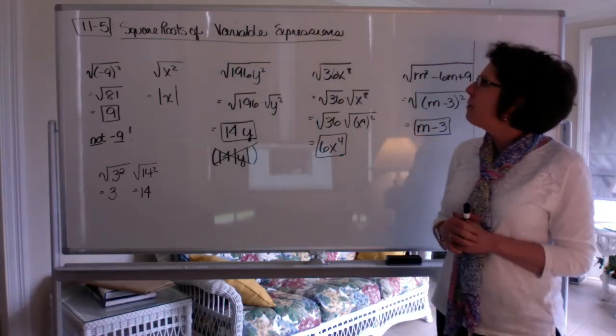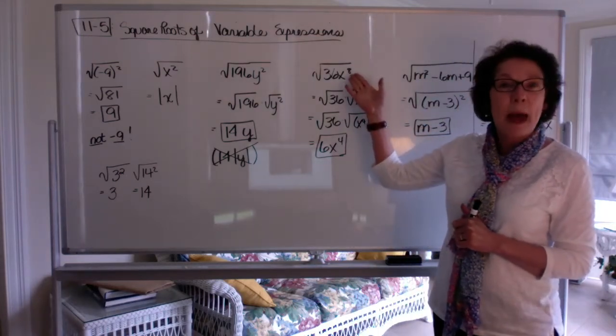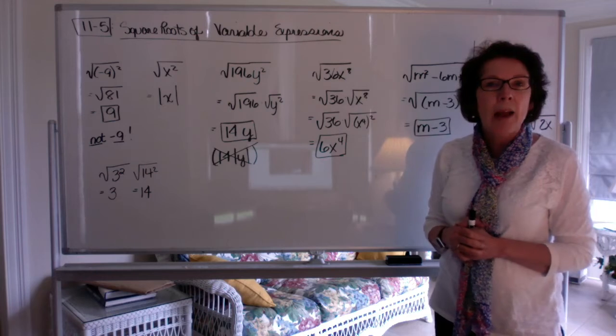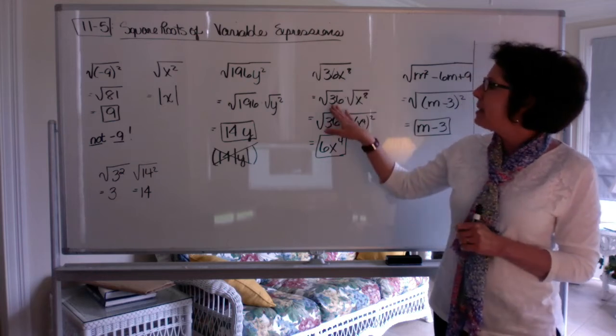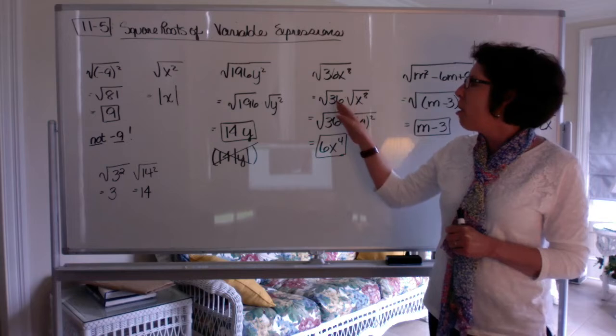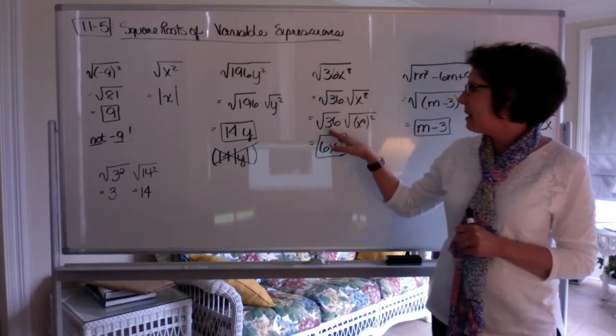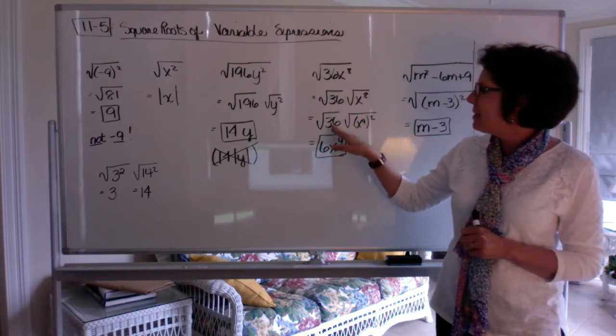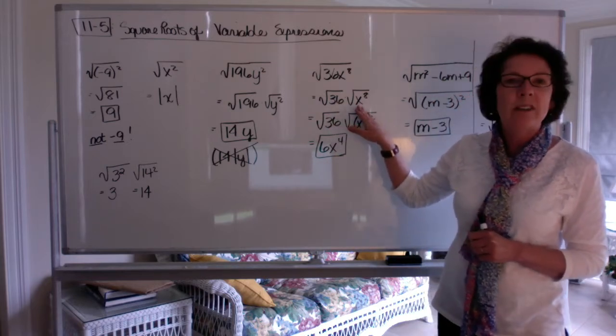Now let's move on to another one. We've got the square root of 36, x to the 8th power. Oh, we're getting to a higher power here. Let's break that down: the root of 36 times the root of x to the 8th. Well, we know the root of 36 isn't that hard. That's just going to become a 6. But what about the root of x to the 8th?